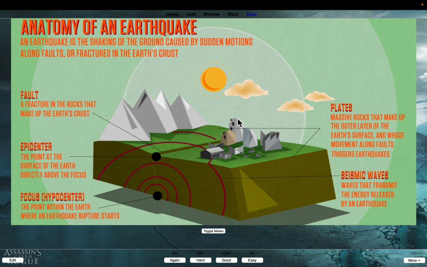And we have the plates. They are massive rocks that make up the outer layer of the Earth's surface and whose movement along the faults triggers earthquakes. So that's basically it.